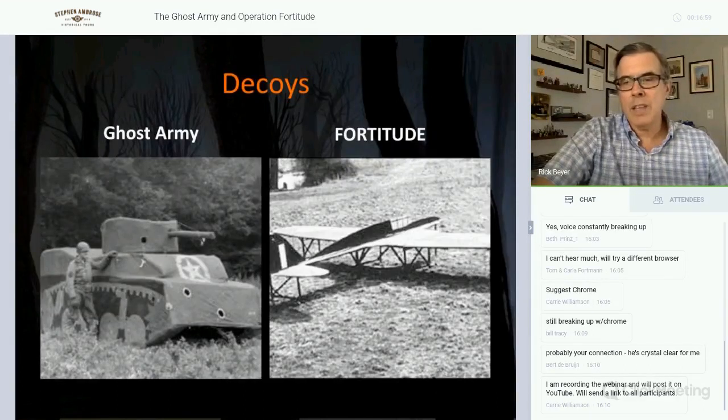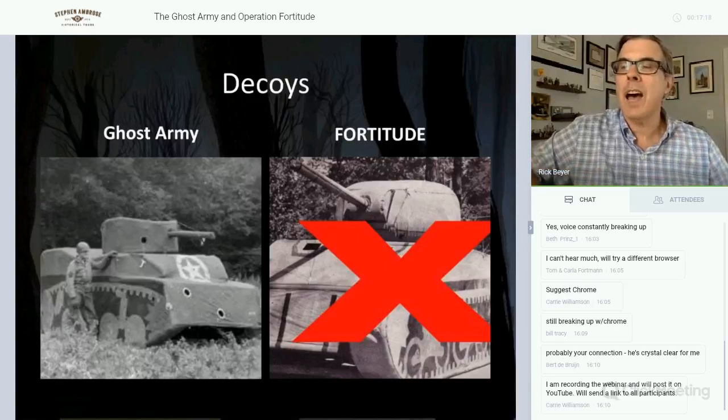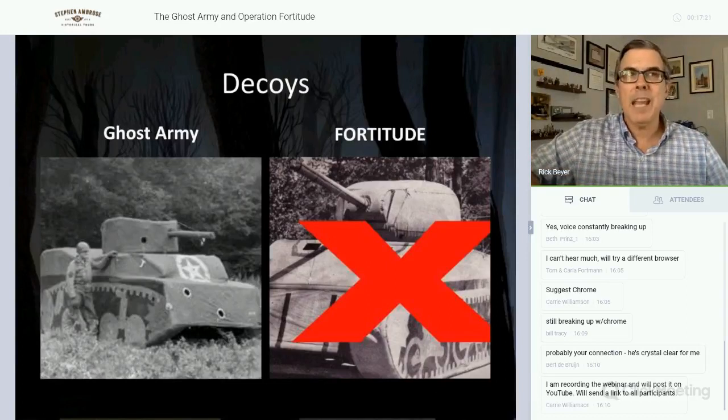Fortitude North in Scotland also used inflatable airplanes to make it seem like a large air armada was assembling there to attack Norway. But contrary to much of what you may have heard, Operation Fortitude did not use inflatable tanks. And I realize in saying this, I'm speaking heresy, because there are dozens of books about Operation Fortitude that say they did use inflatable tanks.